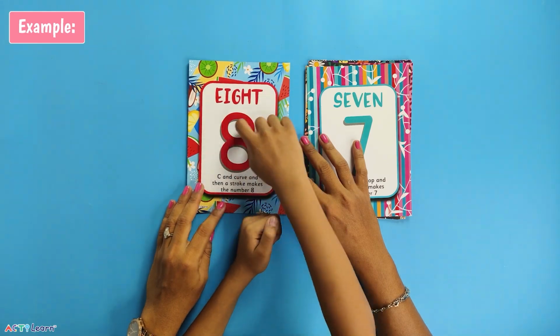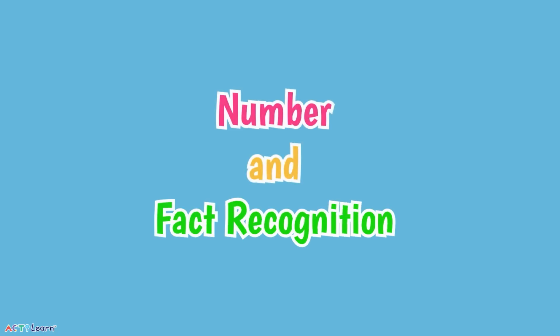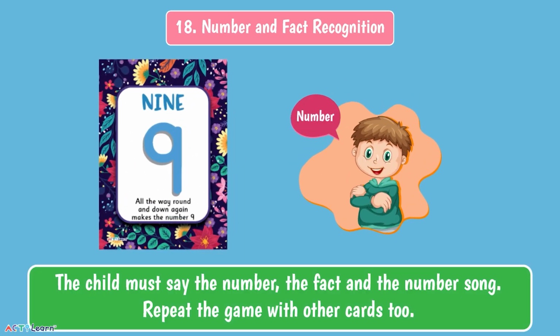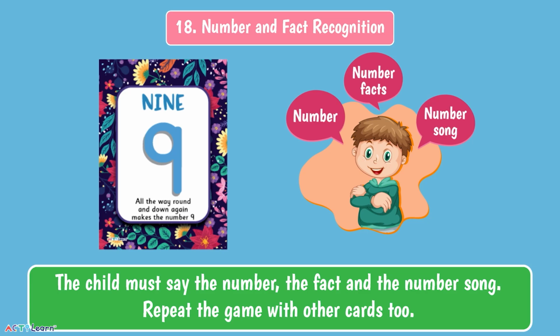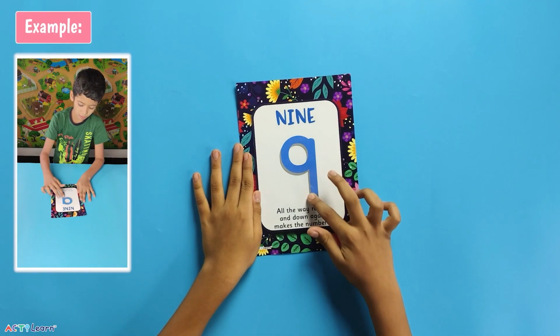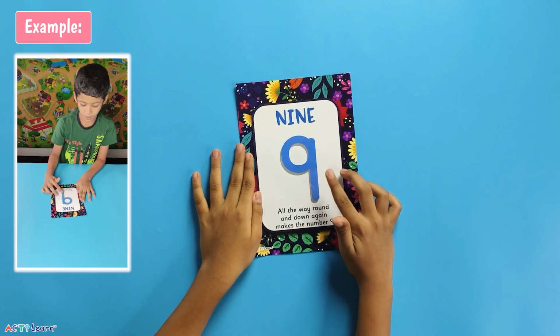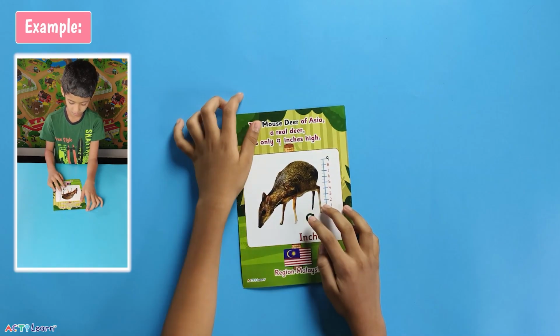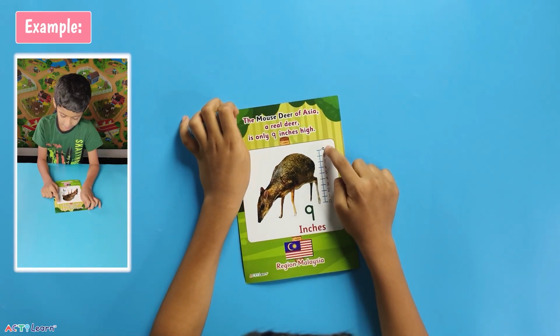Number and fact recognition. Shuffle the cards and give one card to the child. The child must say the number, the fact, and the number song. Repeat the game with other cards too. All the way round and down again makes the number 9. N-I-N-E, 9. Mouse deer is 9 inch tall.